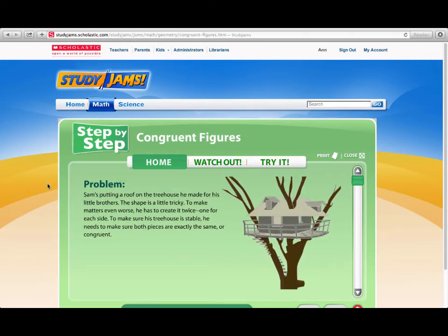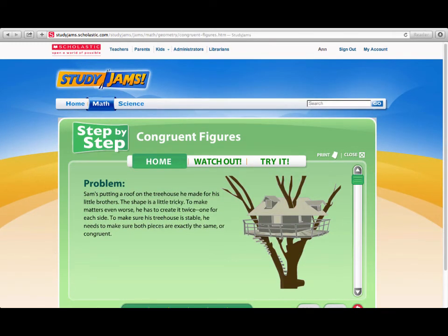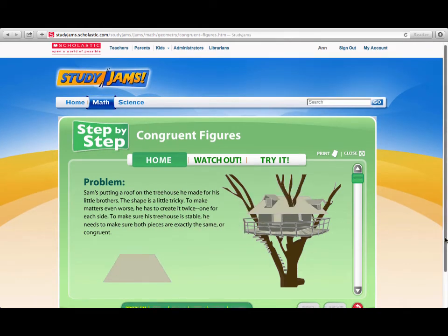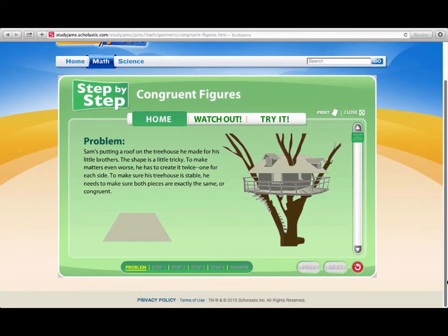Sam's putting a roof on the treehouse he made for his little brothers. The shape is a little tricky. To make matters even worse, he has to create it twice, one for each side. To make sure his treehouse is stable, he needs to make sure both pieces are exactly the same, or congruent. Let's help Sam make sure these pieces are congruent, step by step.